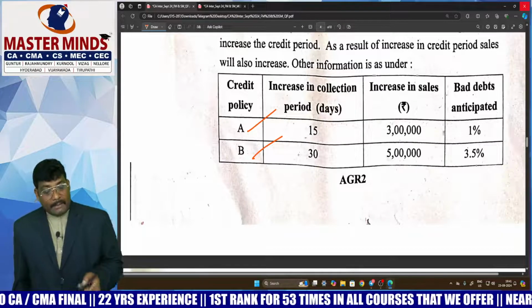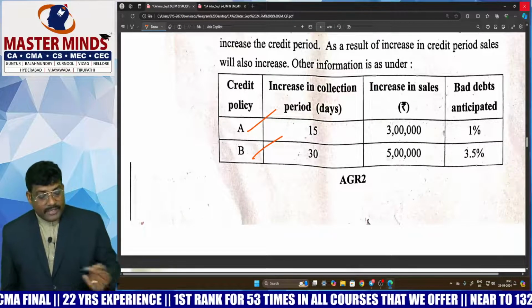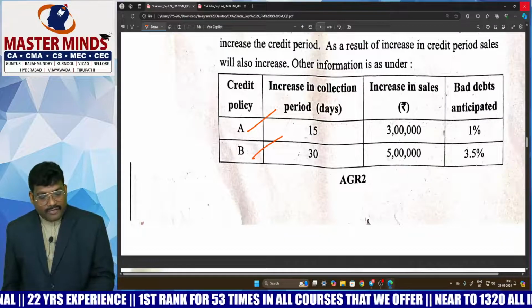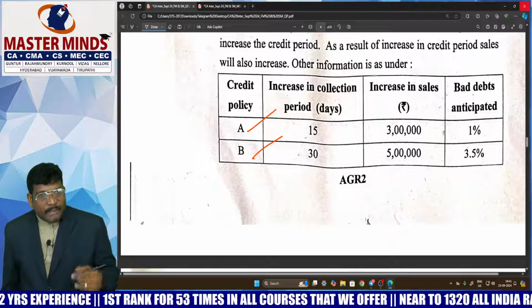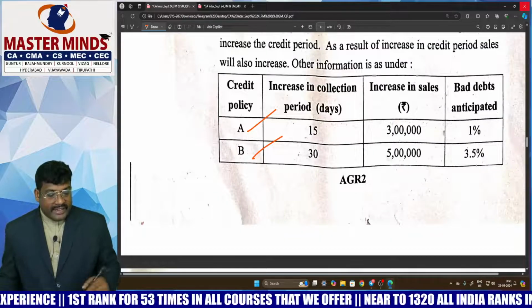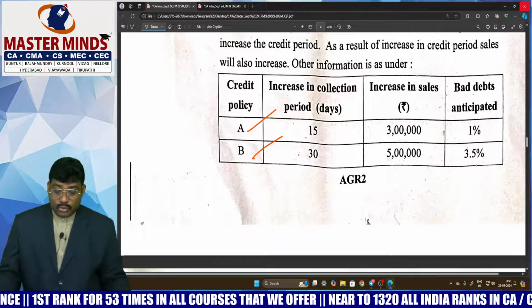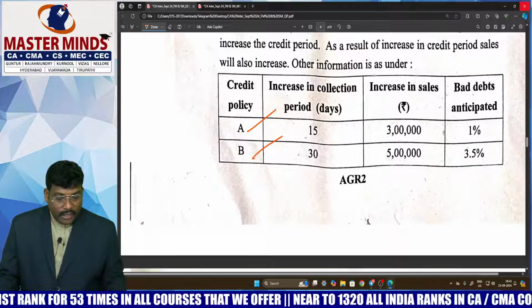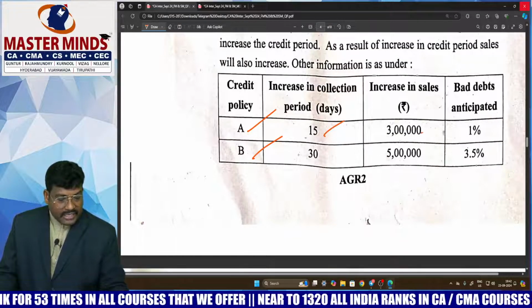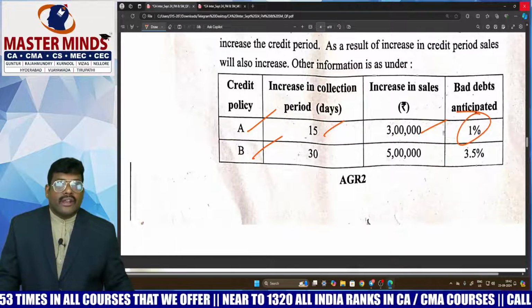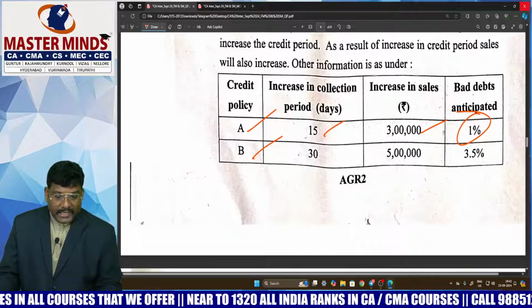We have policy A, policy B, policy C, even policy D. That is nothing but evaluation of the incremental credit policy, right? Whether increasing more credit period is favorable to the company or not. So that is the point. If you increase the collection period, sales also increase, bad debts also increase, right? So that's why you have to make an observation.